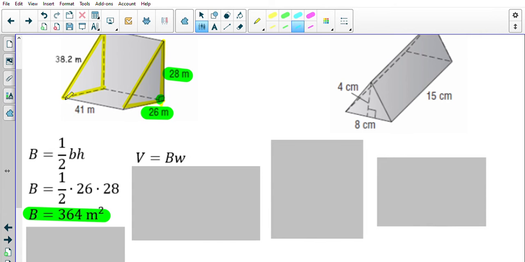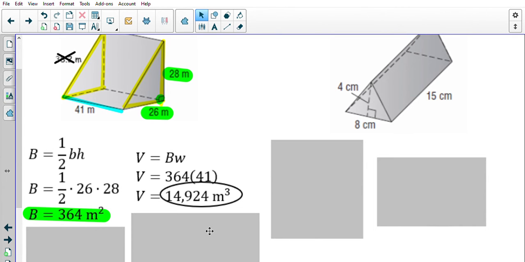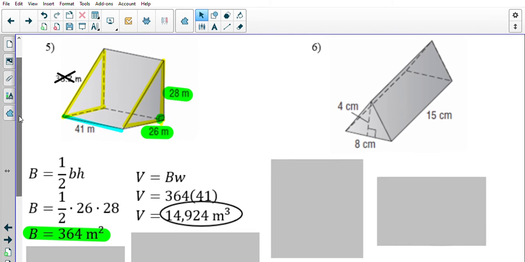W is the distance between your two bases. That will be 41, which means I do not need to use the 38.2. So we are going to do 364 times 41. Volume of this triangular prism is 14,924 meters cubed. All right, let's give our last one here a try of triangular prisms.